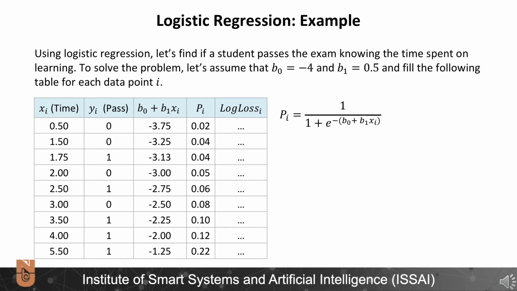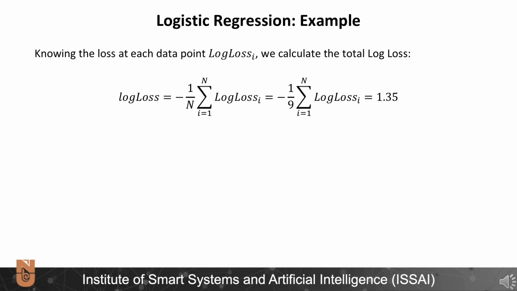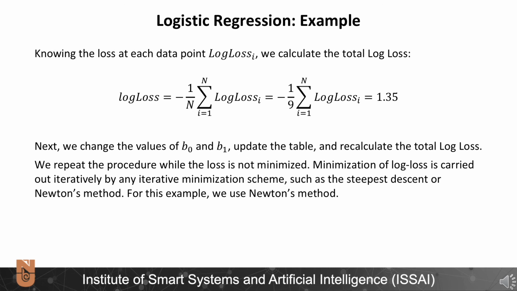With given coefficients b0 and b1, probability of each case is calculated. Log loss of each data point is estimated and shown in the table. Knowing the loss at each data point, we calculate the total log loss, which is equal to 1.35. Next, we change the values of b0 and b1, update the table, and recalculate the total log loss. We repeat the procedure while the loss is not minimized.